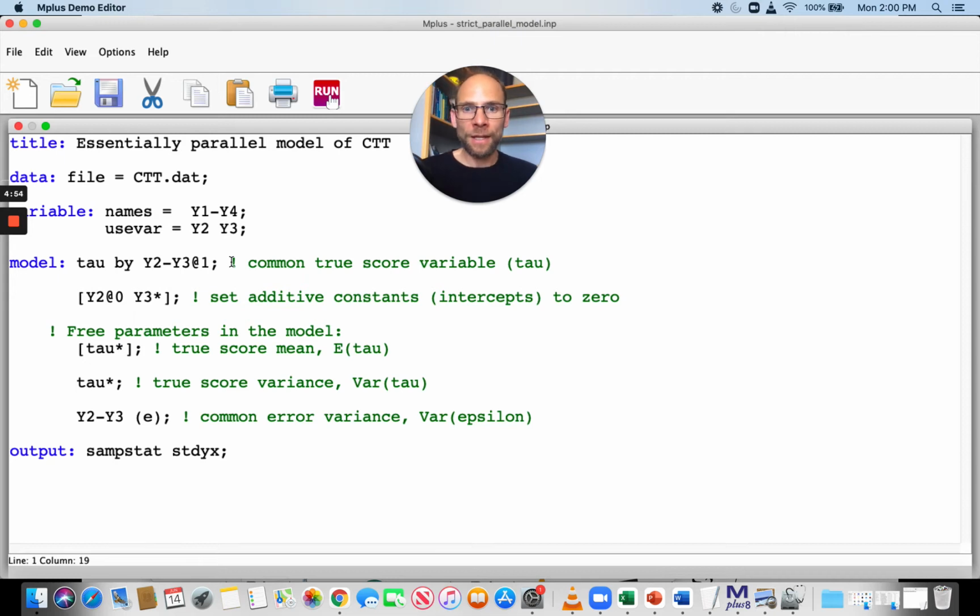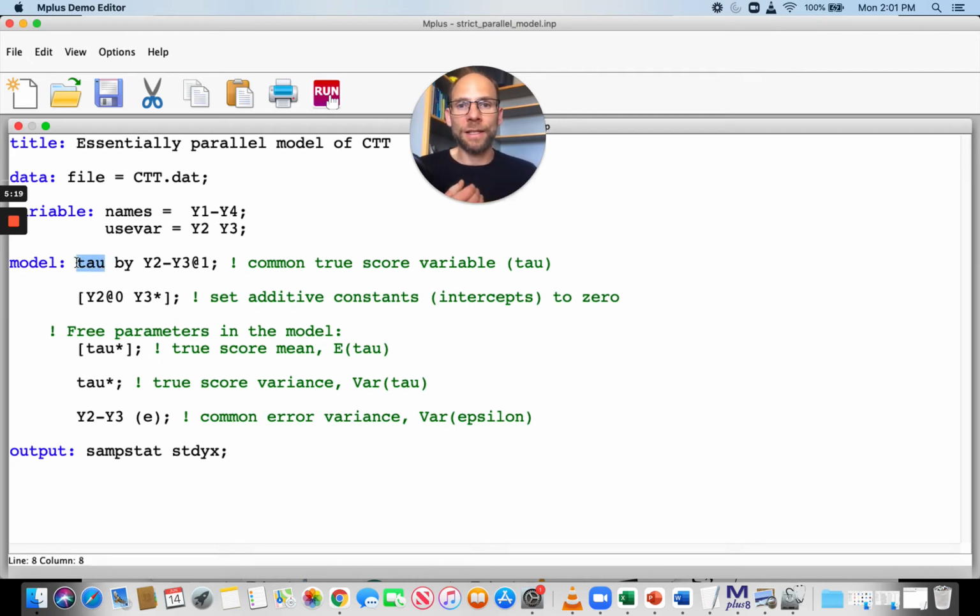And then that additional parameter gets estimated, and that's then an item difficulty or easiness parameter that takes into account the difference of the difficulty relative to the reference test, which here is now y2. So y2 is now the variable that defines the true score variable. So in that sense, this true score variable now is specific to y2.